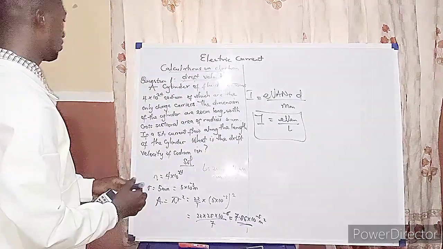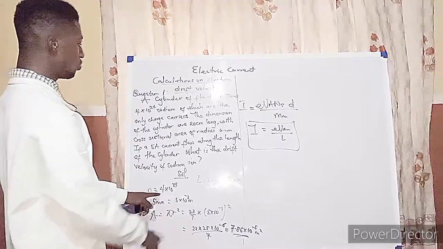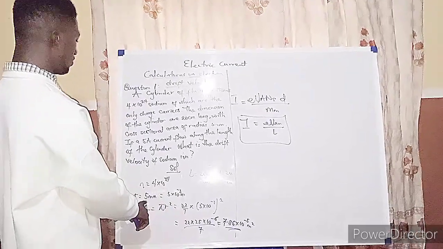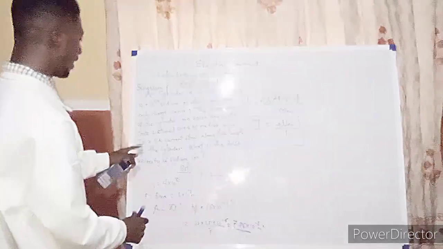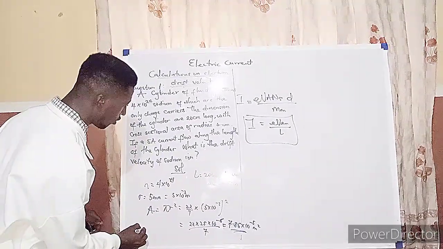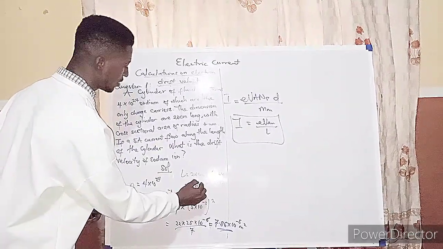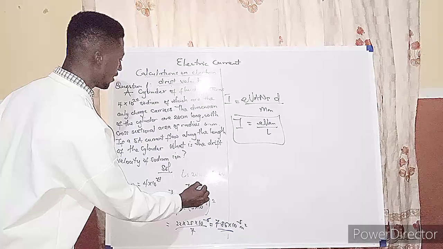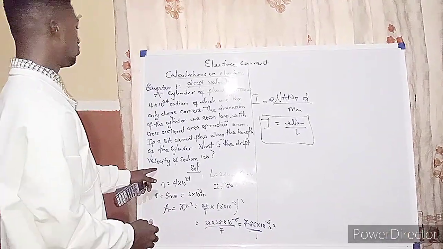Hope you know that. So we've been given the number of atoms, the length, the radius, and the area. These are the dimensions. The current passing through is said to be 5 ampere. Now what they say we should calculate is the drift velocity.